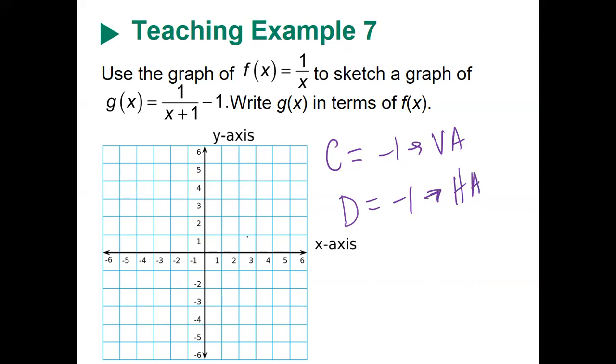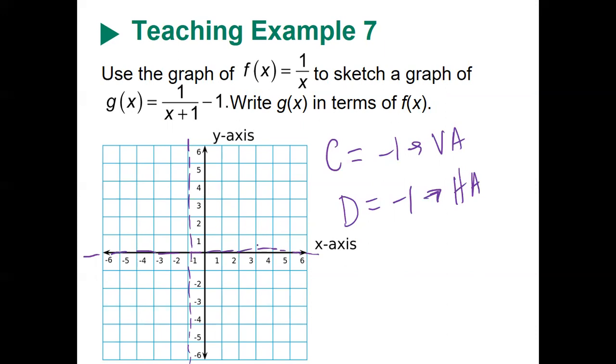Do we see that? So all I have to do is go to negative 1, draw in my vertical asymptote, draw in my horizontal asymptote. Because why lie? D doesn't lie. Only the x's. That says minus. That's because it's exactly what it is. If it's plus D, you're going up. If it's minus D, then you're going down. Only the x is the backwards.